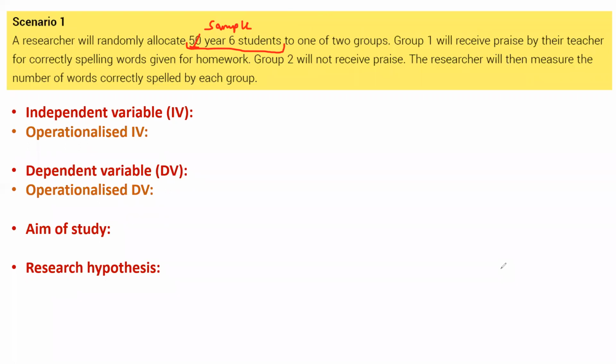And it's important to know the difference between the two, because whenever we write a hypothesis, for example, we don't refer to the sample, we always refer to the population. So we would never say it was hypothesized that 50 year 6 students. Okay, the hypothesis is always written in a very general way.